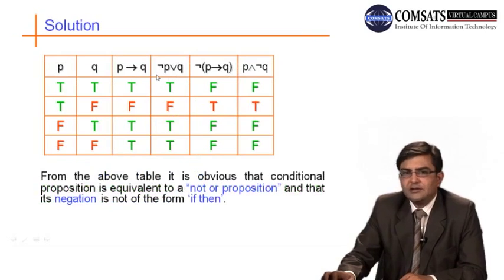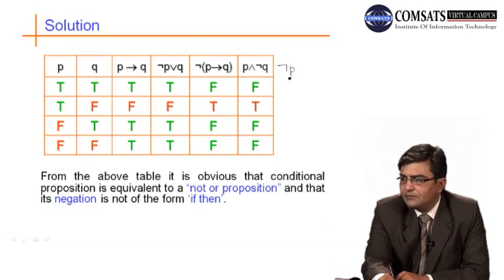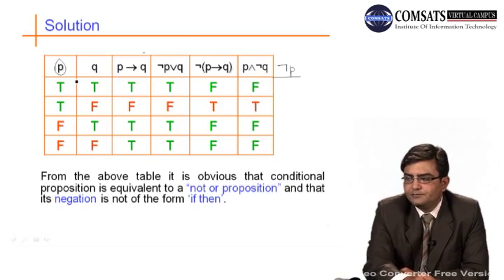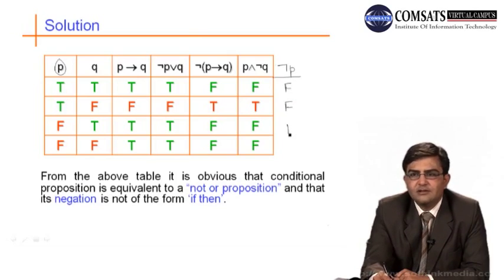So we have to construct the truth values of not P or Q. So if we write not P here, not P is the negation of P. The truth values of the negation of P will be opposite to the truth values of P. If P is true, not P is false. Again, P is true, not P is false. P is false, then not P is true, and P is false, not P is true.